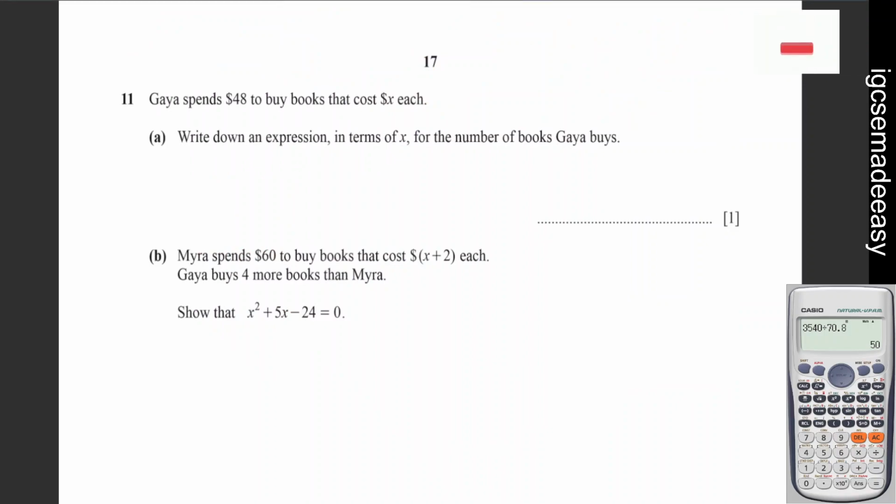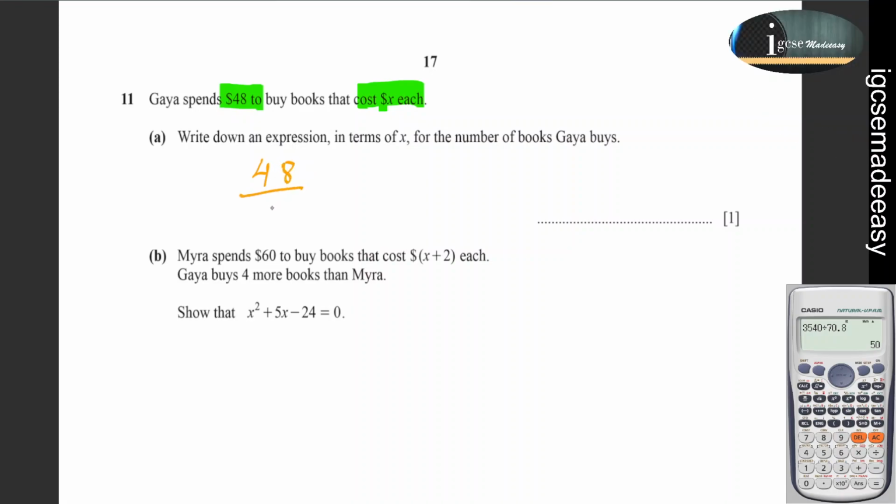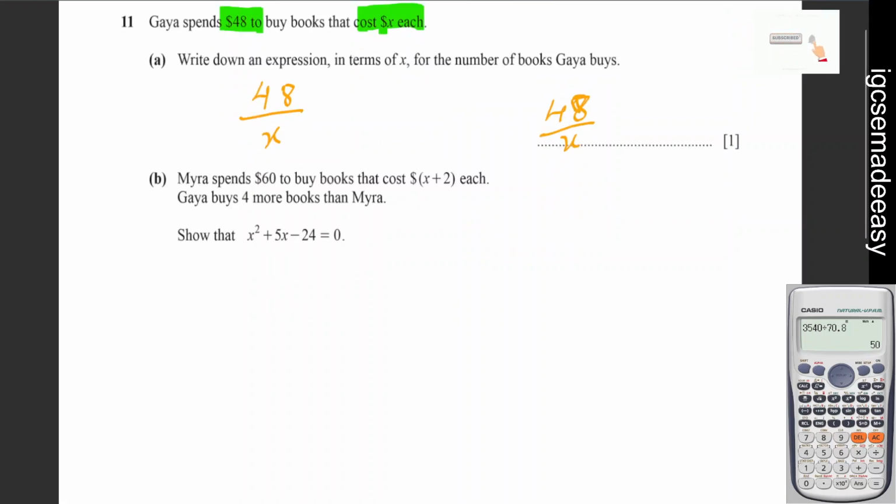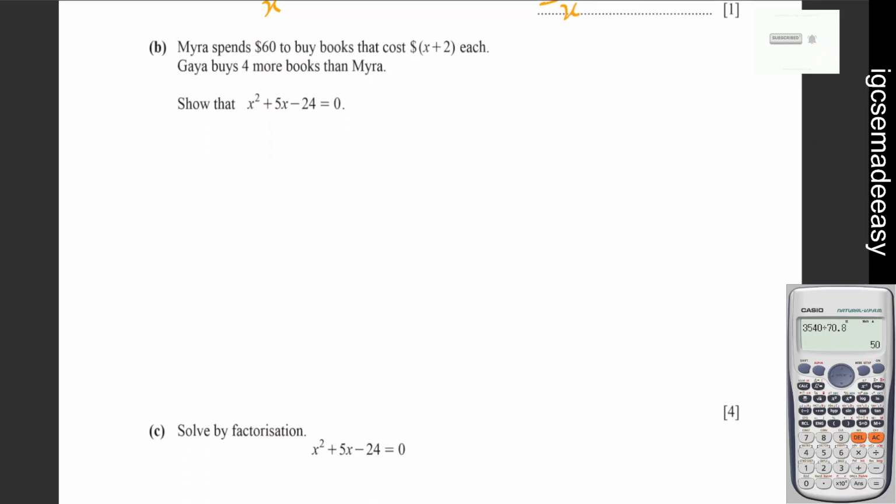Question number 11. Gaia spends $48 to buy books that cost x dollars each. So write down an expression in terms of x for the number of books Gaia buys. You can see that the total amount that she spent is $48, and each book costs x dollars, right? So for finding the number of books, the number of books will be equal to the total amount that she spent, that is 48, divided by the cost of each book, which is x. So the total amount that she spent divided by the cost of each book will give you the expression for the number of books.